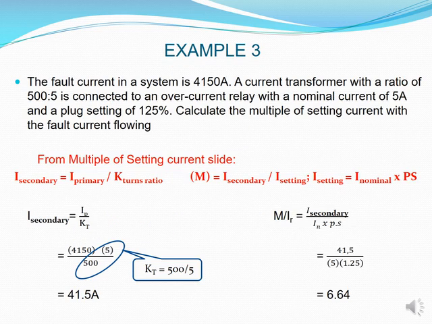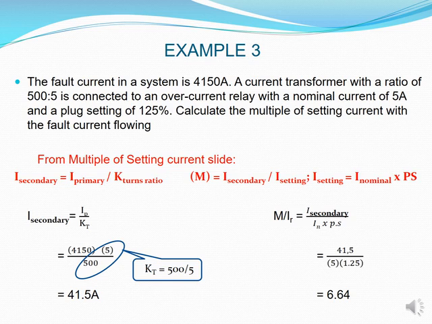Then on example 3, we go in a little bit more now so that we can even go up to our IR calculations. It says that we've got a fault current in a system that is 4,150 amps. A current transformer with a ratio of 500:5 is connected to an overcurrent relay with a nominal current of 5 amps and a plug setting of 125%. And they say calculate the multiple of setting current with the fault current flowing in the system.